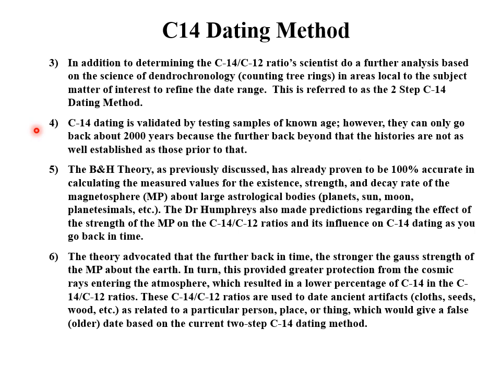As previously discussed, the B&H theory has already proven to be 100% accurate in calculating the measured values of the existence, strength, and decay rate of the magnetosphere about large astronomical bodies. Dr. Humphreys also made predictions regarding the effect of the strength of the magnetosphere on the carbon-14 to carbon-12 ratios and its influence on carbon-14 dating as you go back in time.